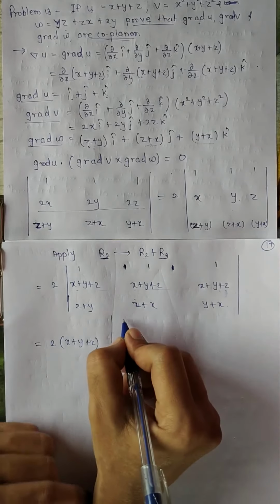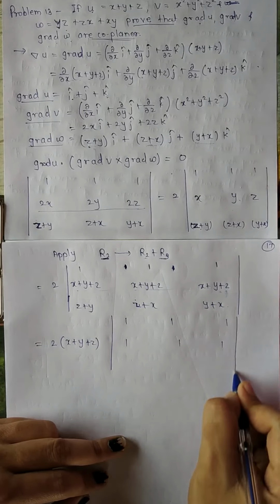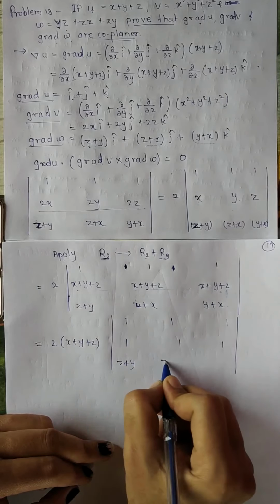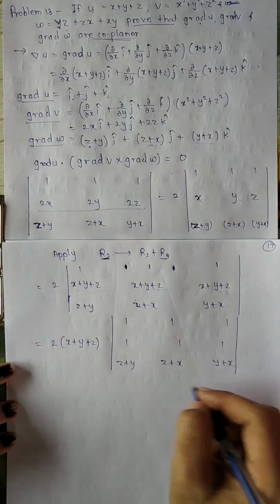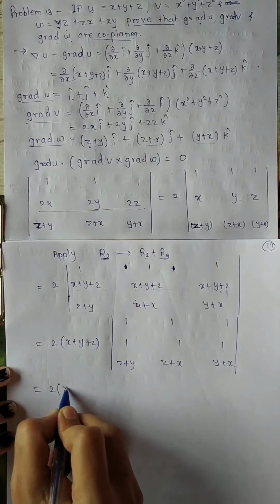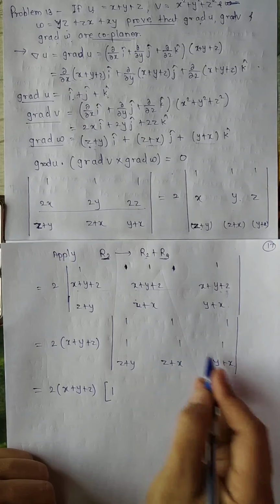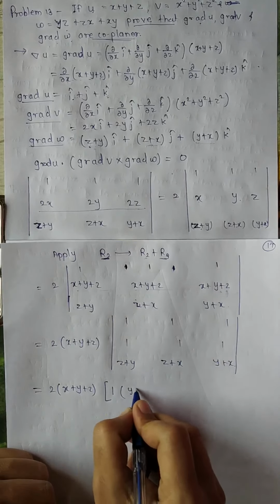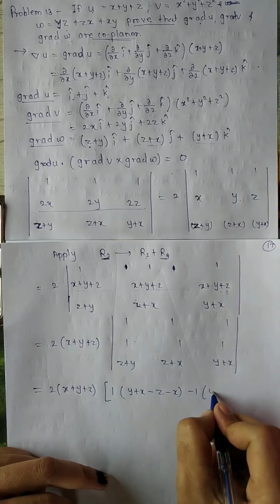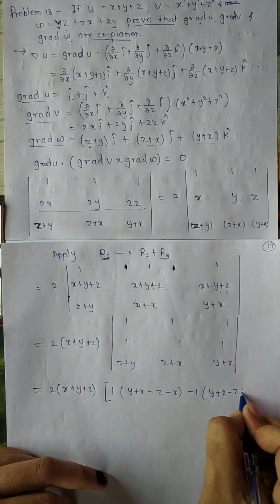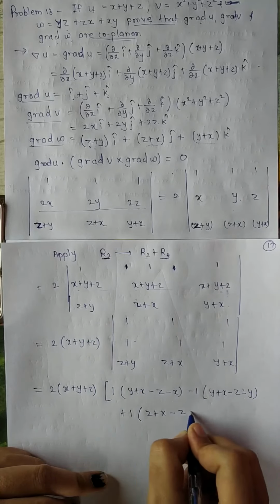In the determinant we will get 1, 1, 1. Here also 1, 1, 1. And what is remaining here? z plus y, z plus x and y plus x. And if you find this determinant, we will get here 2 into x plus y plus z into now 1 into subtraction of y plus x minus z minus x, minus 1 into y plus x minus z minus y, plus 1 into z plus x minus z minus y.